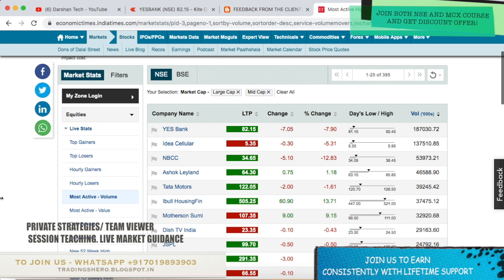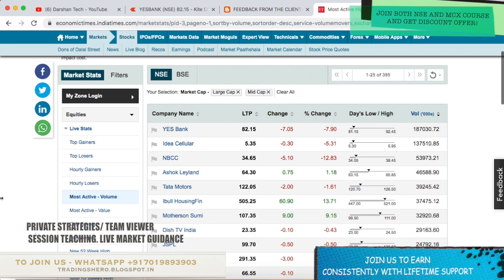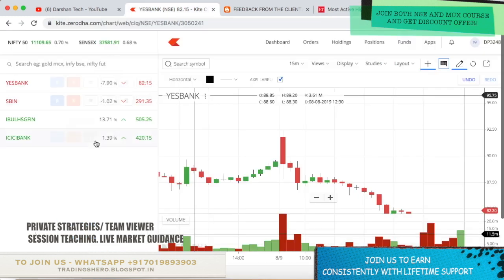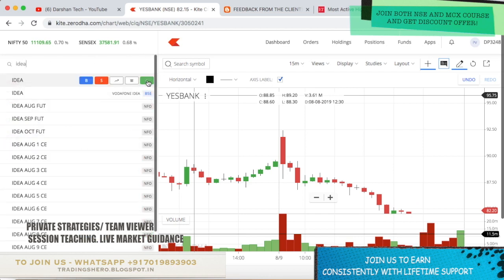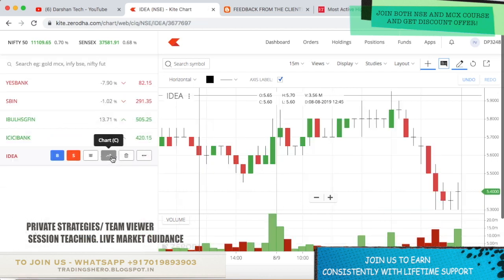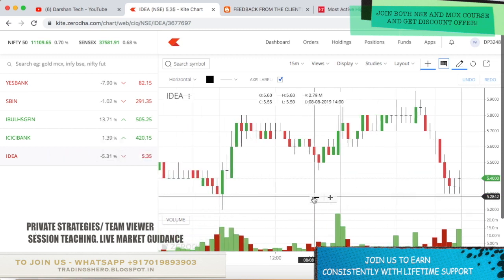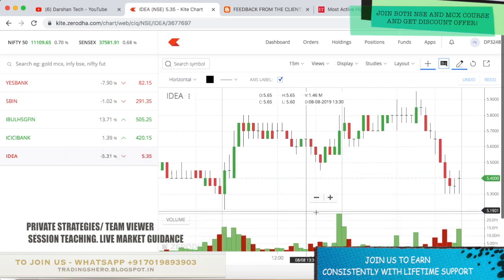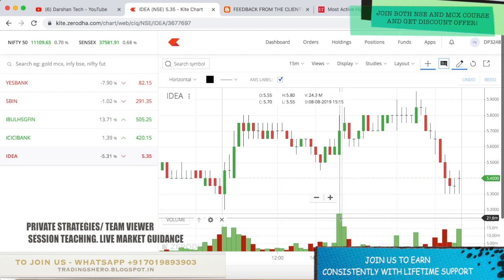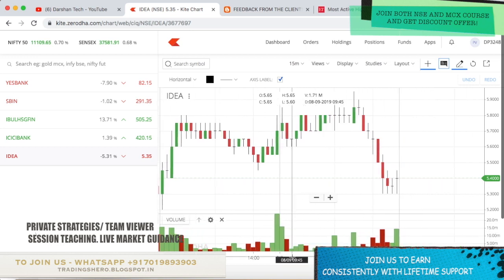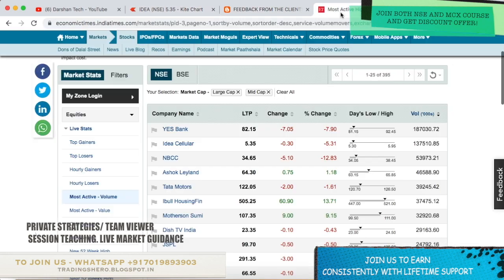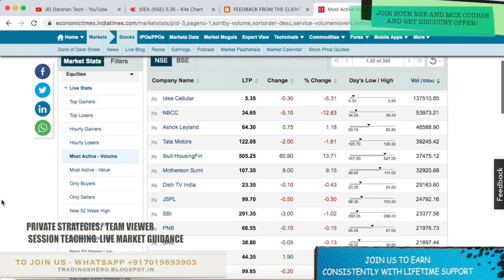Idea is a very small stock, so we'll not consider that, but I'll just show you as an example if you want. So Idea, the highest was here, that is 24.3 million. On the next day there was no breakout of that, so that means you don't have to consider this stock.